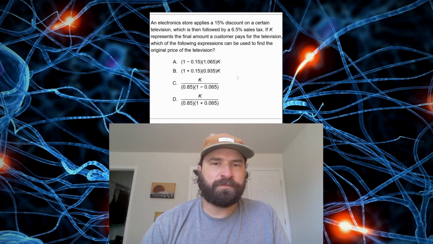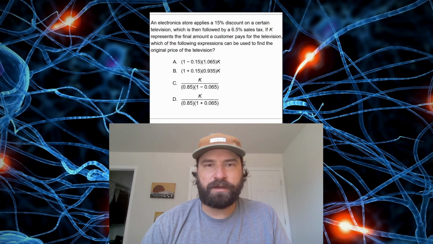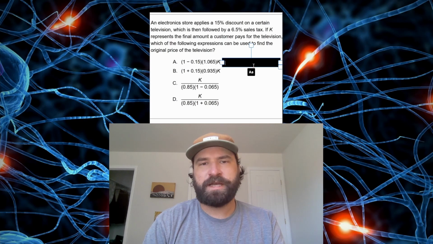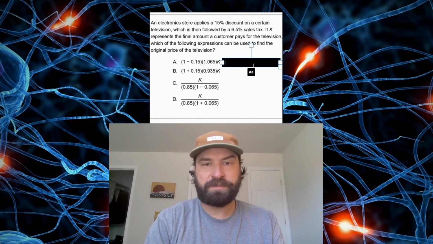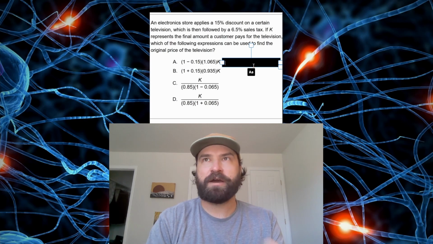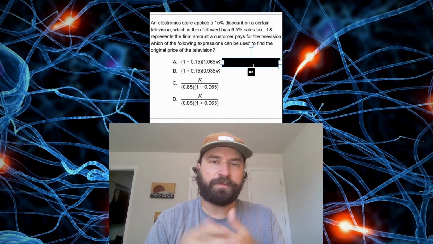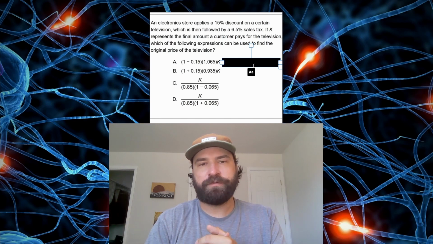All right, so let's develop an equation for what they're talking about. Let's call the original price of the TV X and try to come up with something that just has to do with X and K. The first thing they're saying is that a 15% discount was applied. So 15% is 15% less than 100. A 15% discount is you're giving 85% of the original price.